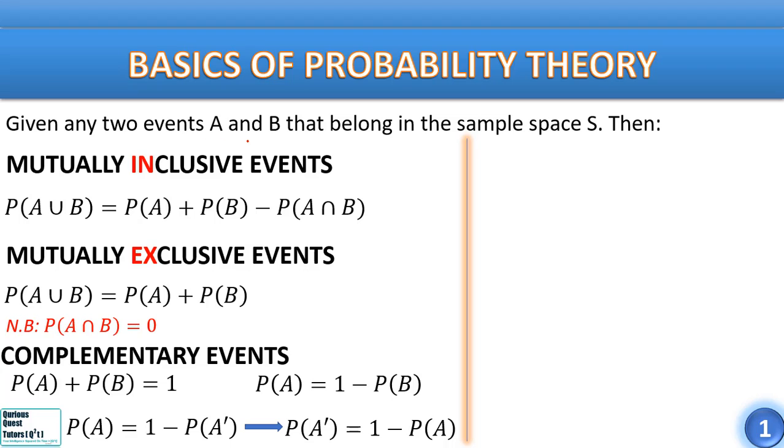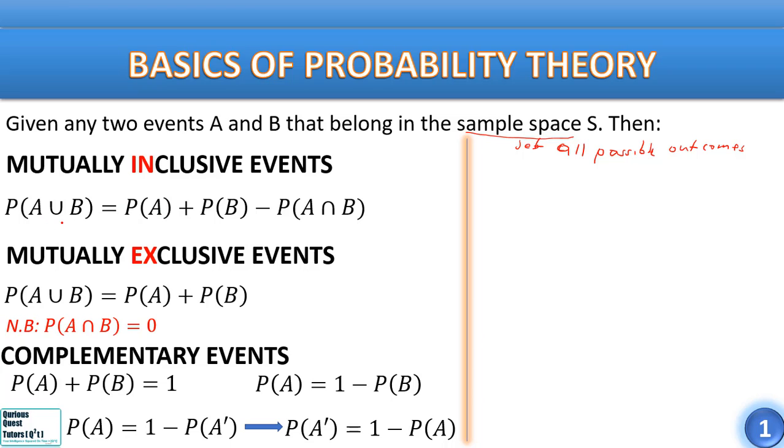Given any two events A and B that belong in the sample space S, the sample space is nothing but the set that contains all possible outcomes. So do not be shocked or scared of what we mean by S. We just mean that big set that contains all the possible outcomes. Suppose that A and B are also found in that set. In other words, A and B must be some of the outcomes that you would expect when you perform a certain experiment.